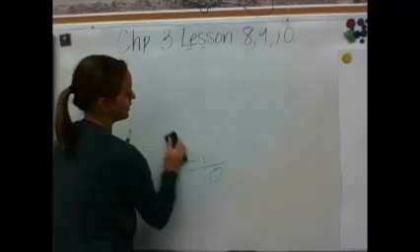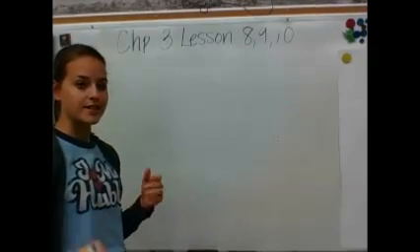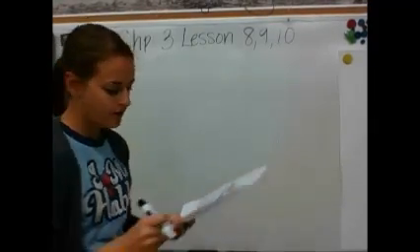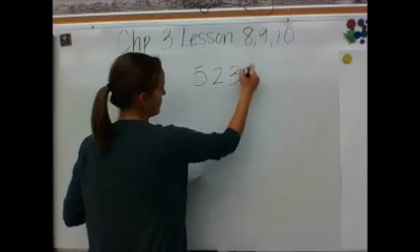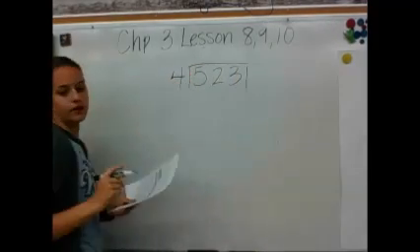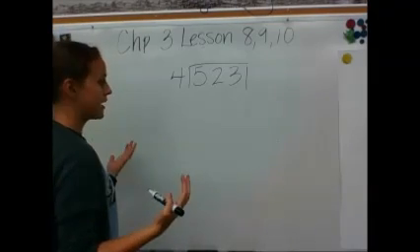Okay, let's take a look at another one. This time we're going to be looking at quotients with zeros. So we're going to look at a 4-digit dividend, 5,231, divided by 4. So same process. Dad, mom, sister, brother.